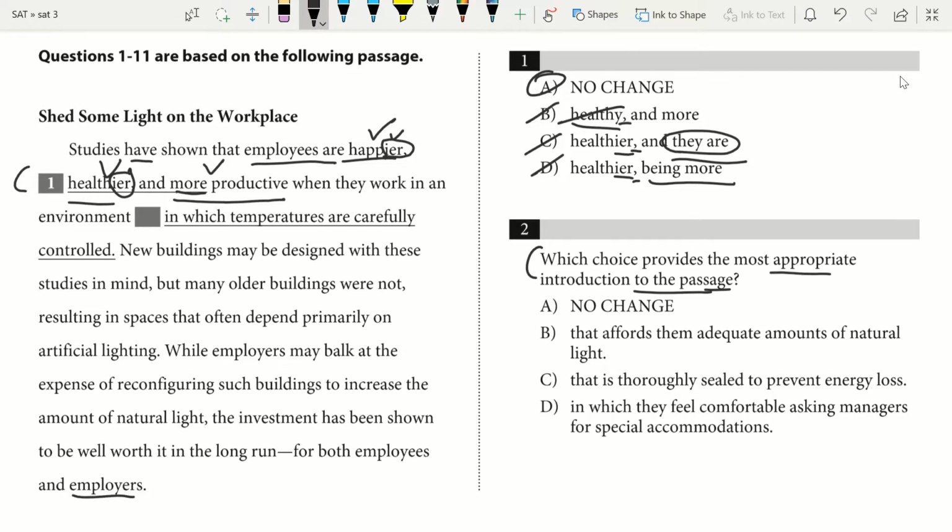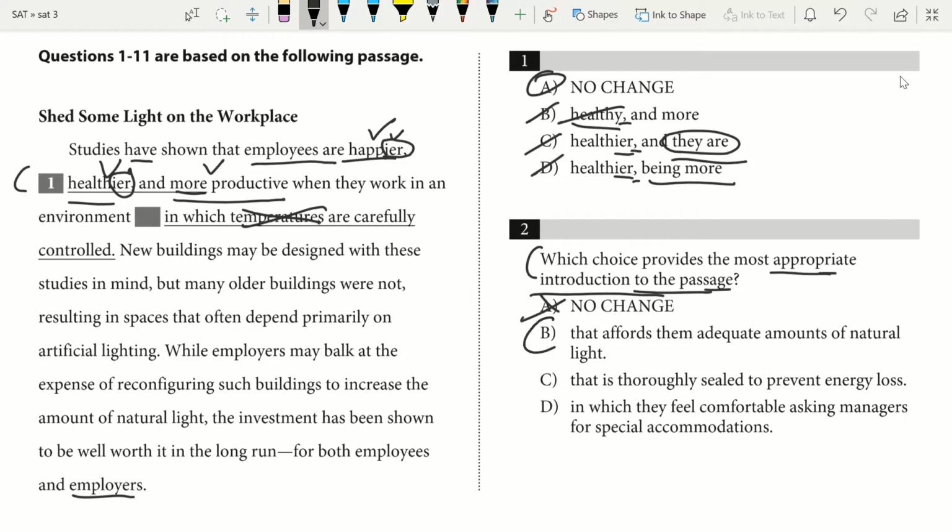Alright, well, so we're asked for the most appropriate introduction. Well, the most appropriate introduction would lead us into the idea that allowing more natural light is a good thing and it's positive for businesses, right? So we'll go ahead and find what answer choice tells us that. Well, we have more productive when they work in an environment in which temperatures are carefully controlled. Well, we're not talking about temperatures, we're talking about light. So we can get rid of A.